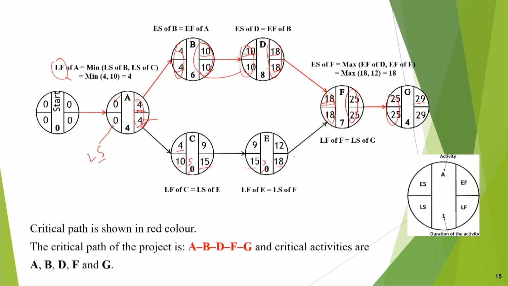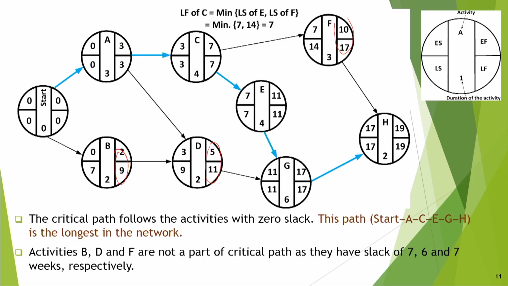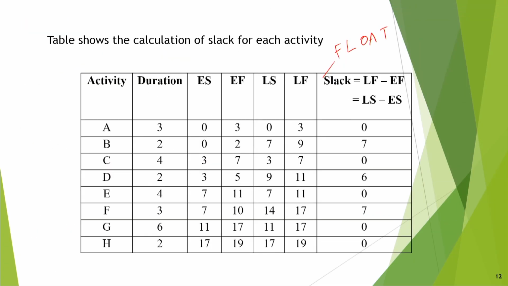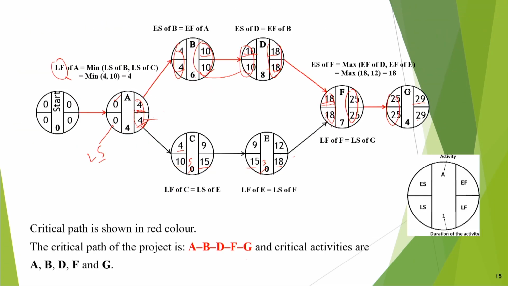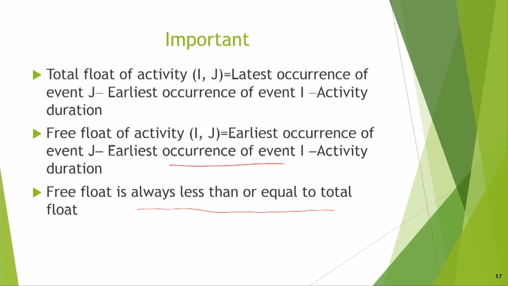Therefore, we have already shown that total float of activity IJ is equal to latest occurrence of event J minus earliest occurrence of event I minus activity duration, and free float of activity IJ is equal to earliest occurrence of event J minus earliest occurrence of event I minus activity duration. Free float is always less than or equal to total float. So this much for today. Thank you very much. We will continue the discussion later on.